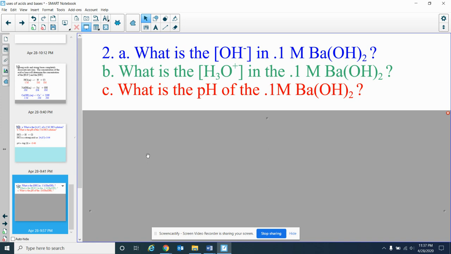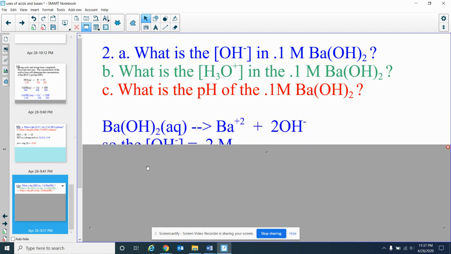Number 2, what's the OH minus concentration in 0.1 molar barium hydroxide? And then what is the H3O plus in that 0.1 molar barium hydroxide? And then finally, what is the pH of the 0.1 molar barium hydroxide?